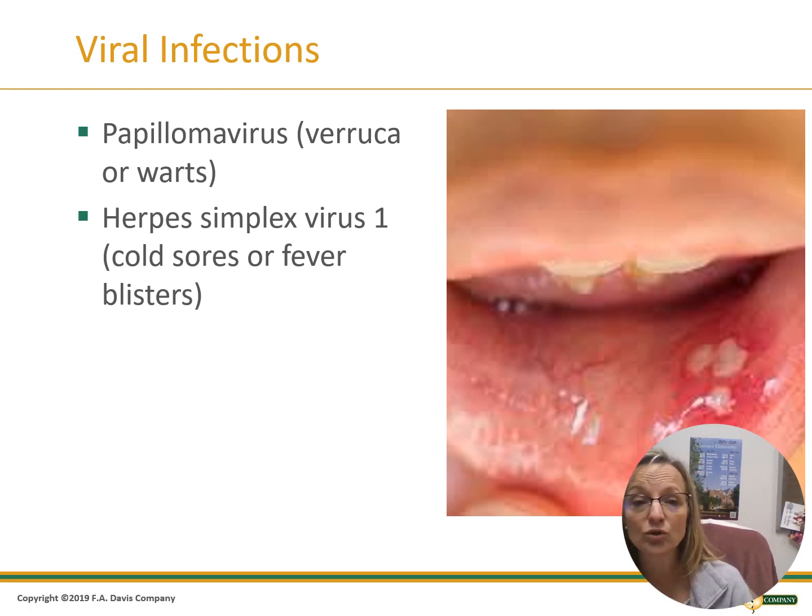HSV1 is the cold sores or fever blisters. One of the things I always like to tell you guys is you can get HSV1 in the genital area and you can get HSV2 in the oral area. So just because it's in the mouth or just because it's on the genital region does not mean that that's what kind of HSV it is. But you can get skin infections.